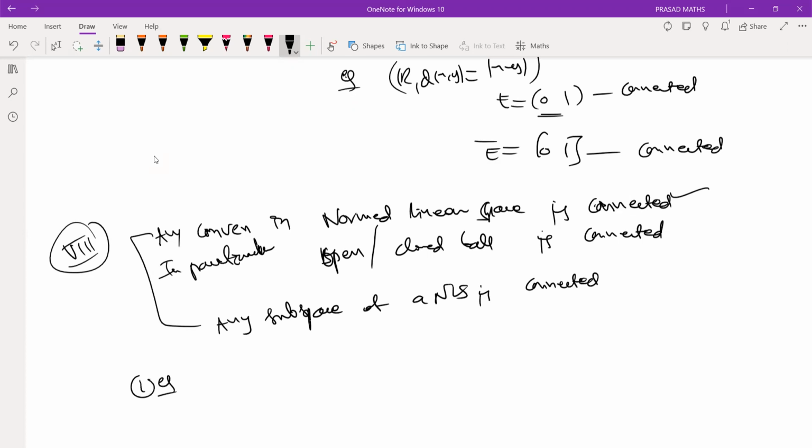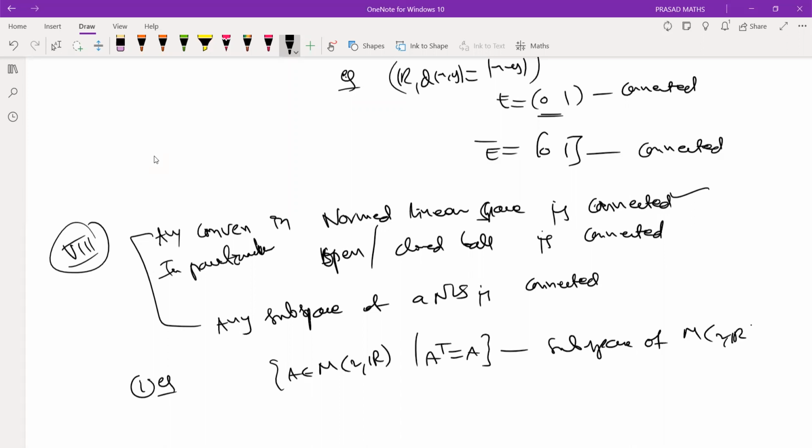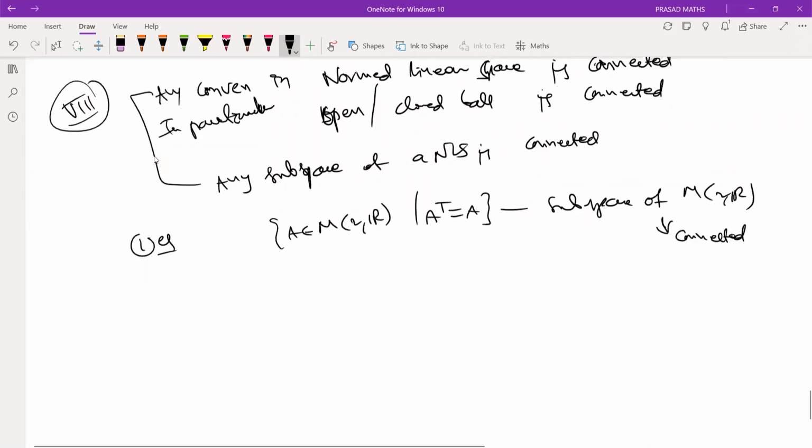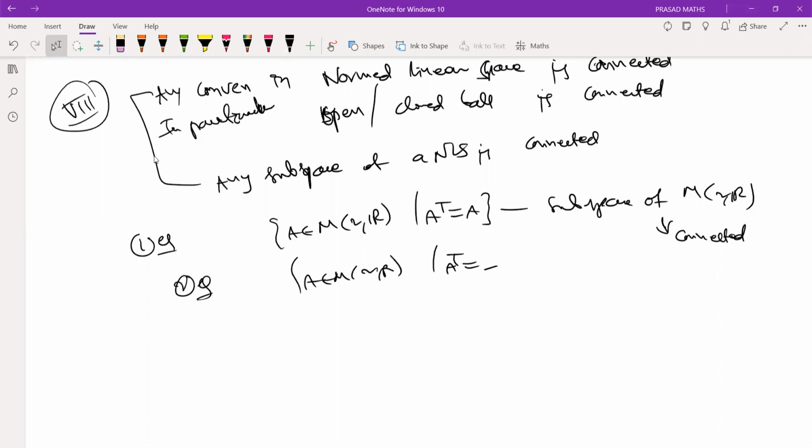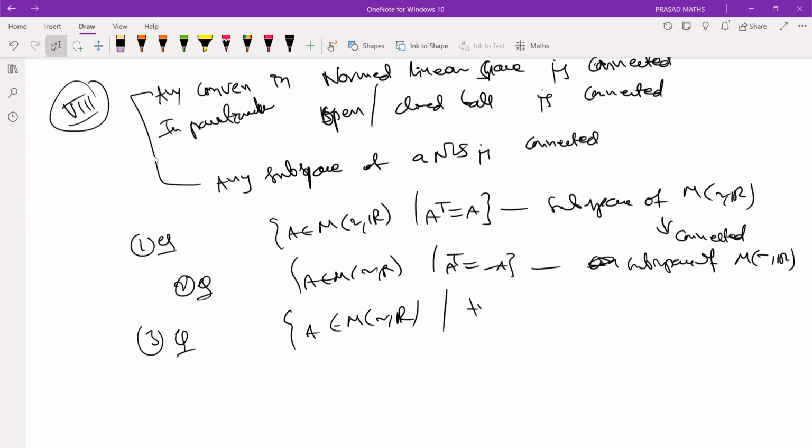Suppose you take the set of all symmetric matrices. Is it connected? The answer is yes, because it is a subspace of 2 cross 2 matrices. So hence it is connected. Suppose you take the set of all 2 cross 2 skew symmetric matrices. Is it connected? The answer is yes, because it is a subspace. Therefore, it is connected. Suppose you take the set of all 2 cross 2 matrices whose trace is 0. Is it connected? Yes, because it is a subspace.